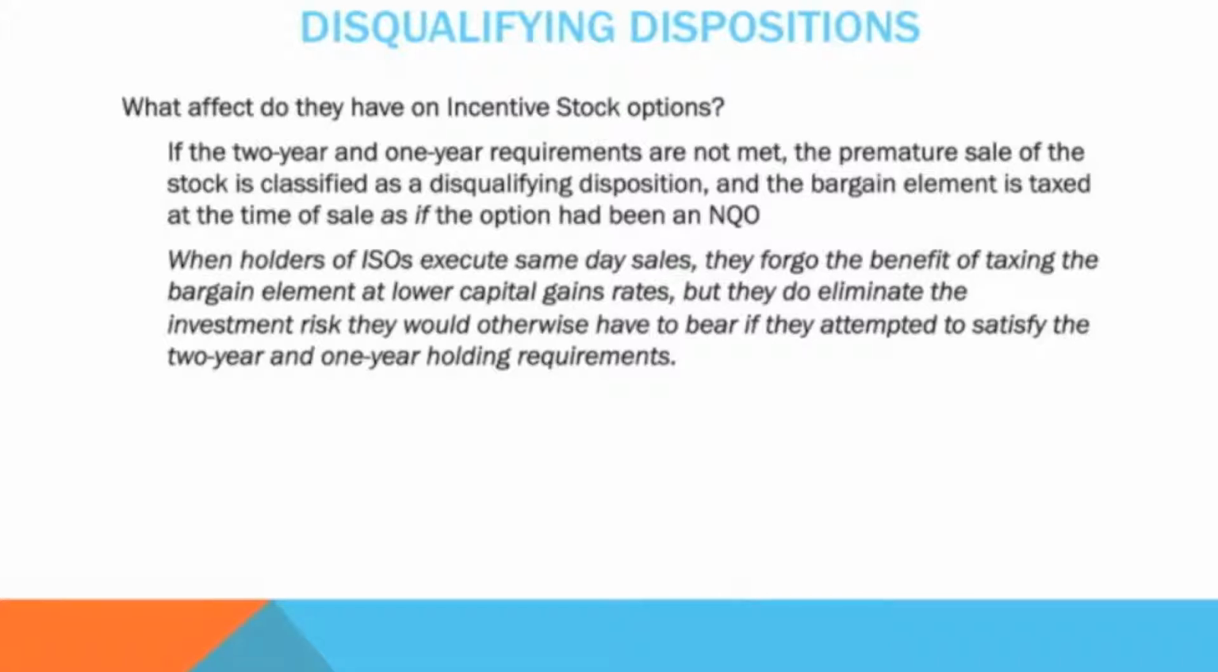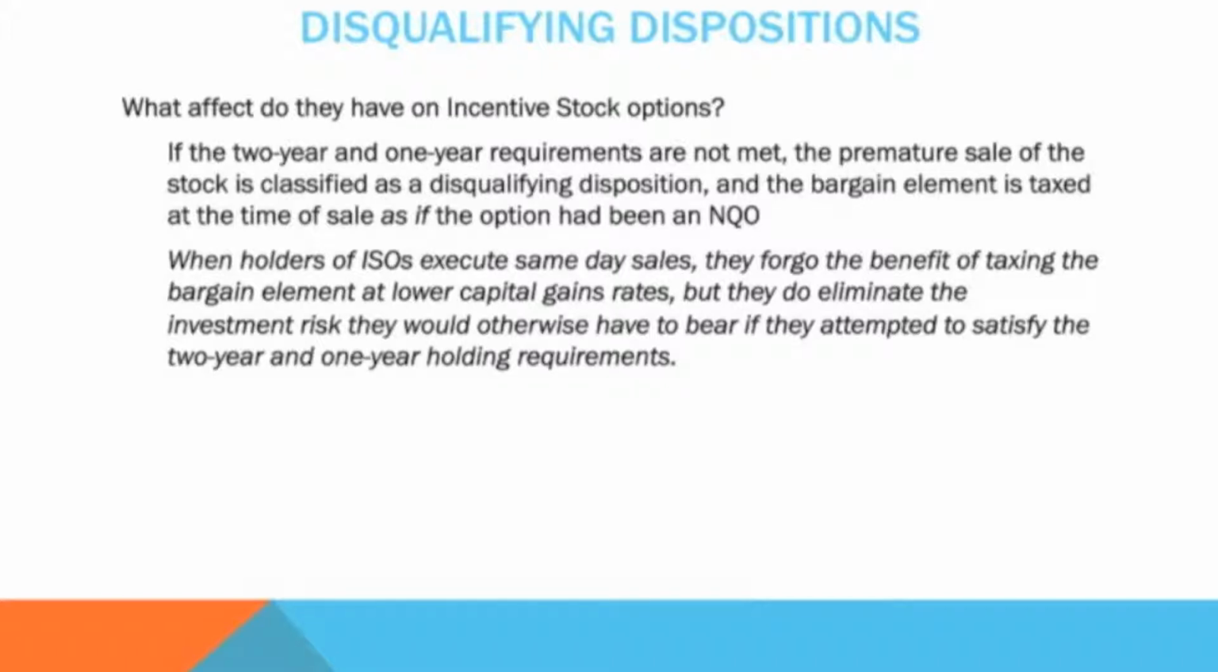So what effect do disqualifying dispositions have on the incentive stock options? If the 2-year and 1-year requirements are not met, the premature sale of the stock is classified as a disqualifying disposition, and the bargain element is taxed at the time of sale as if the option had been a non-qualified option. When holders of ISOs execute same-day sales, they forgo the benefit of taxing the bargain element at lower capital gain rates, but they do eliminate the investment risk they would otherwise have to bear if they attempted to satisfy the 2-year and 1-year holding requirements.